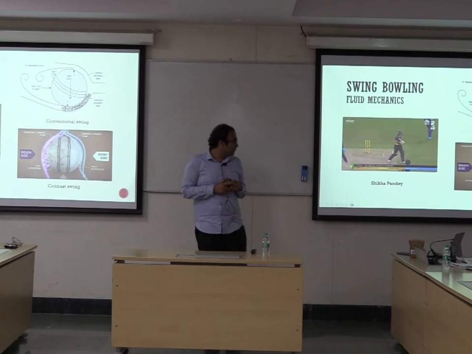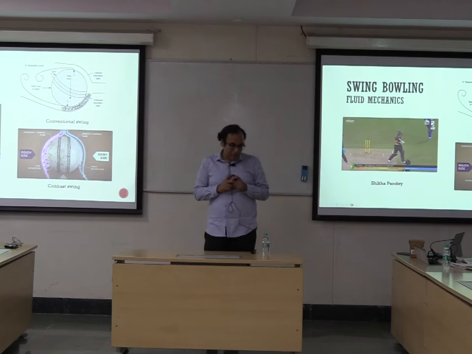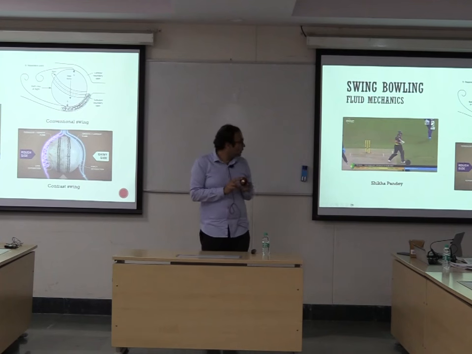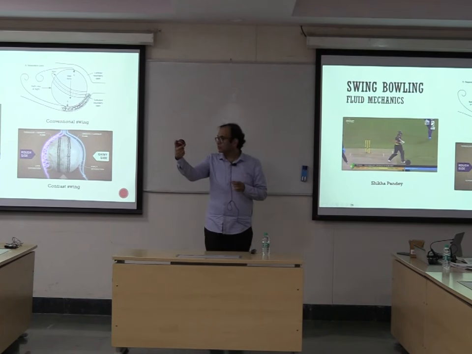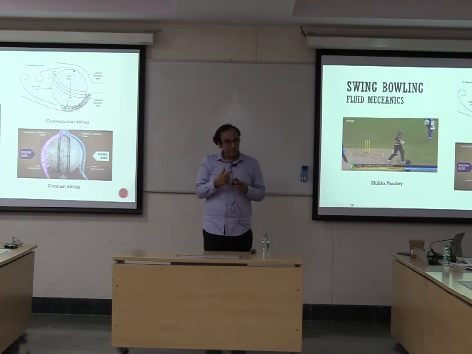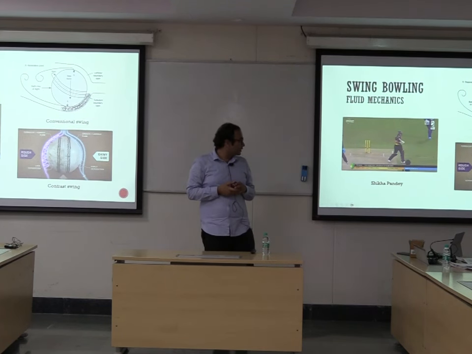Now, one of the trivia which had taken the cricketing world by surprise was this fast bowler called Lasith Malinga. Have you ever seen him bowl? The way he used to bowl, the inclination was so high that it was almost vertical. The ball was coming in like this. So he had the ability to swing the ball at any part of the game. And that is where this had taken the world by surprise at that time.